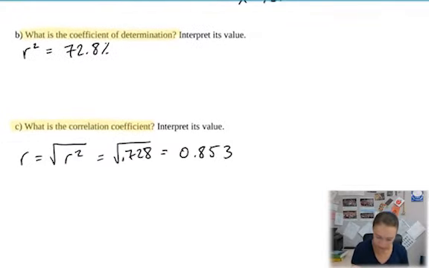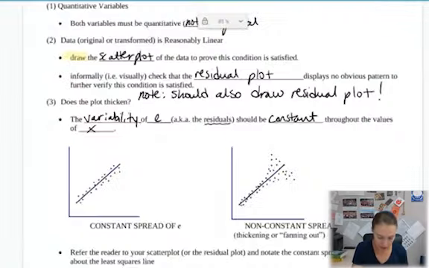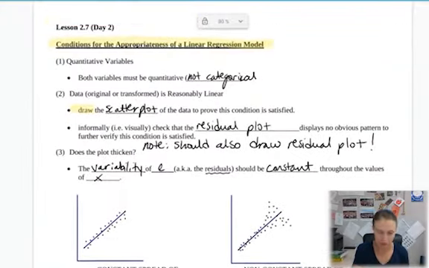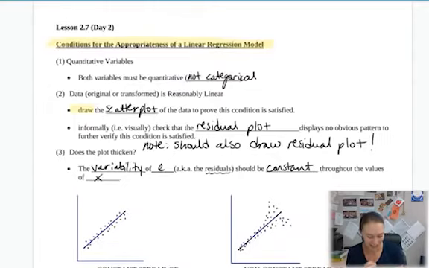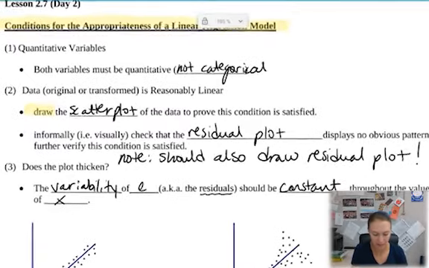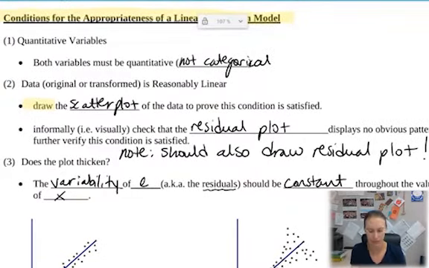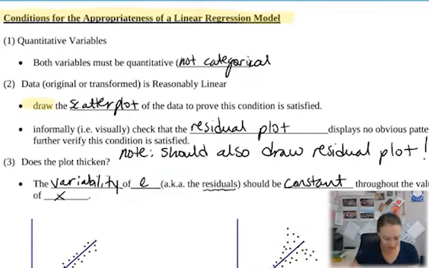Okay, next page. So this is our day 2 lesson here, but I'm just gonna try to fit it all in one video. We have conditions for the appropriateness of a linear regression model. So we can't just jump into linear regression. We need to check to make sure that it's an appropriate thing to use. So I'm going to clear my calculator here because we don't need that right now.